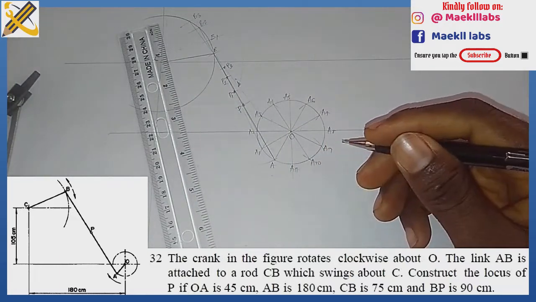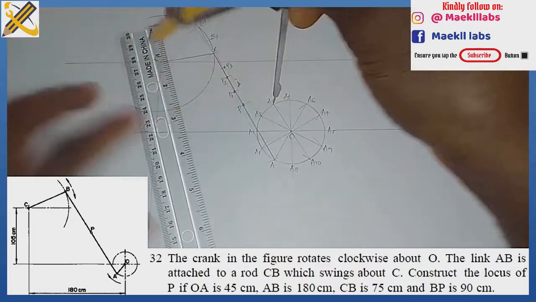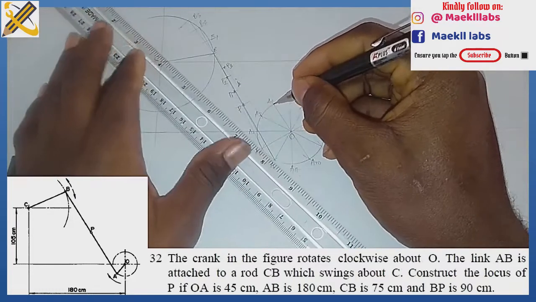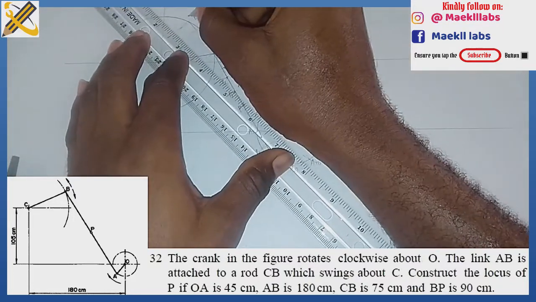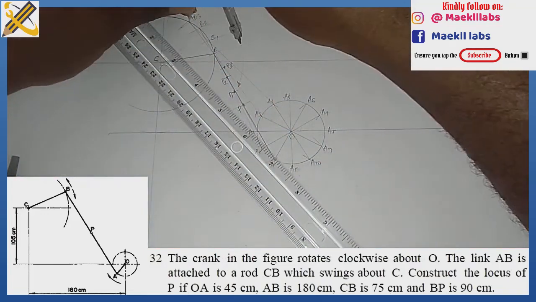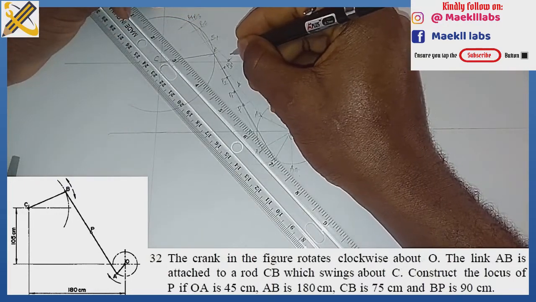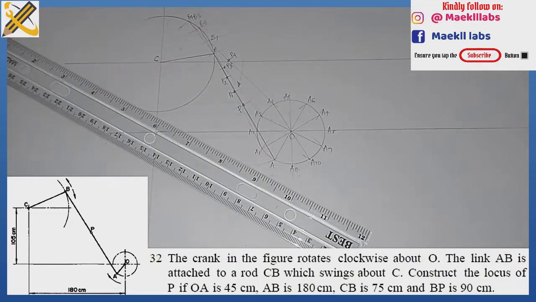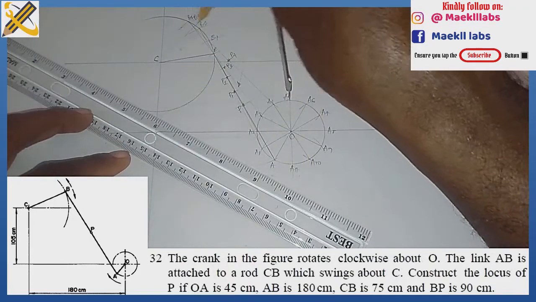With my compass from A4, I strike an arc right there. With my ruler, I join from A4 to point B4. This is B4. Then from my B4 with length 45, I strike an arc to get P4. Okay, so from A5 with length 90, I strike an arc in this manner.